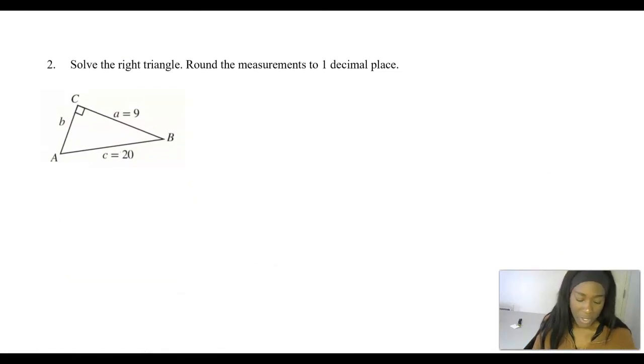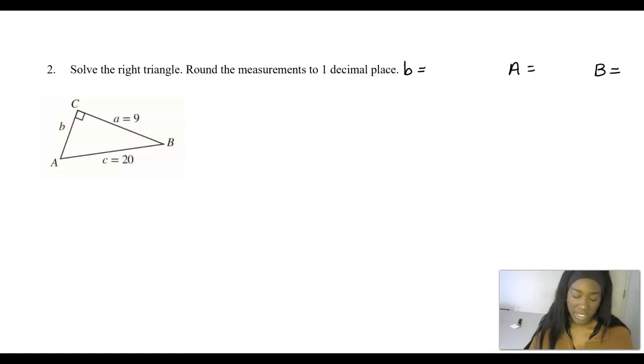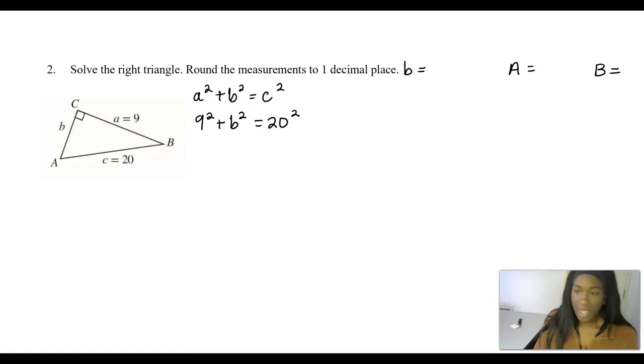In example 2, we start off and we do not know lowercase b, so we're missing one side and we're also missing capital A and capital B. So to find the side that we're missing, I'm going to get started with Pythagorean's theorem that tells us that a squared plus b squared is c squared. We're going to plug in what we already know, and then go through evaluating this.